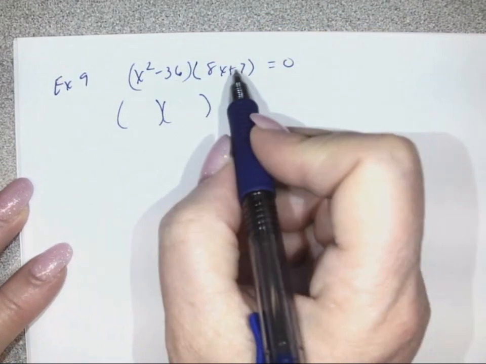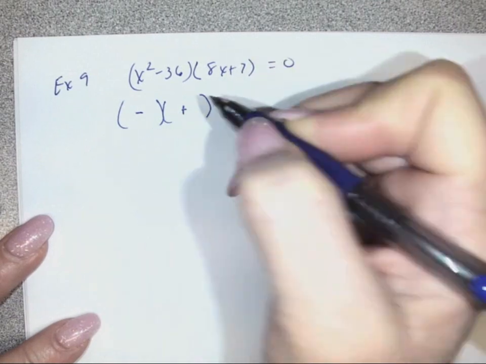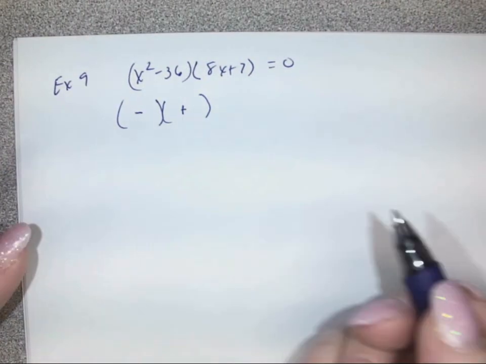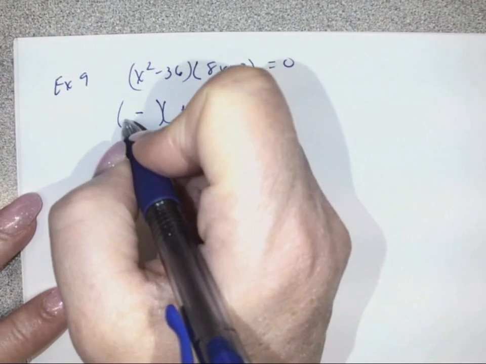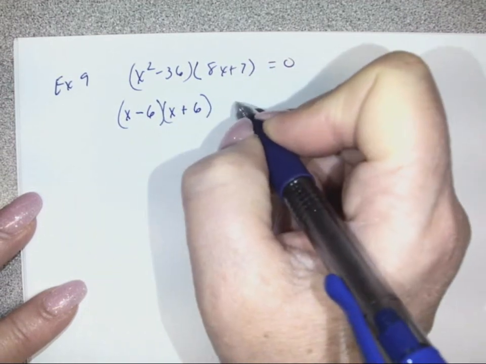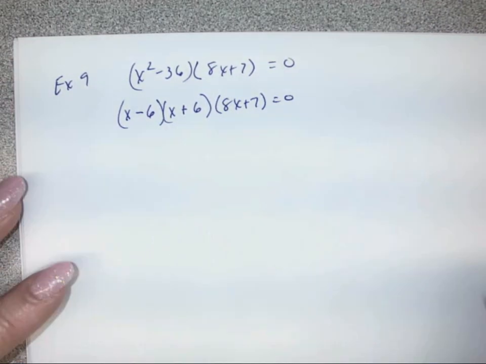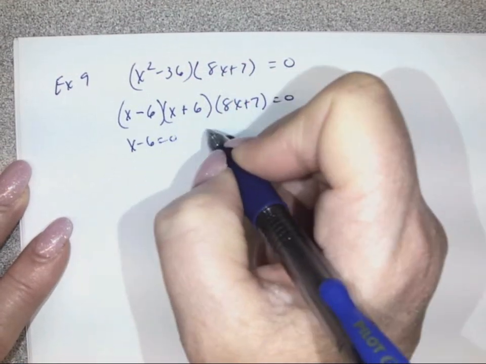You don't want to multiply that all out. So pay attention to what's going on in your problem before you just start multiplying everything, because then you'd have to go back and factor it out. So x squared minus 36 is going to factor to be x minus 6, x plus 6. We still have the 8x plus 7 equal to 0. Set each part equal to 0.